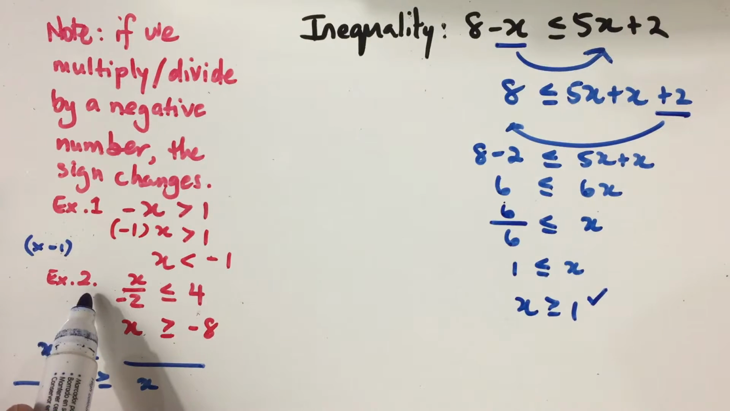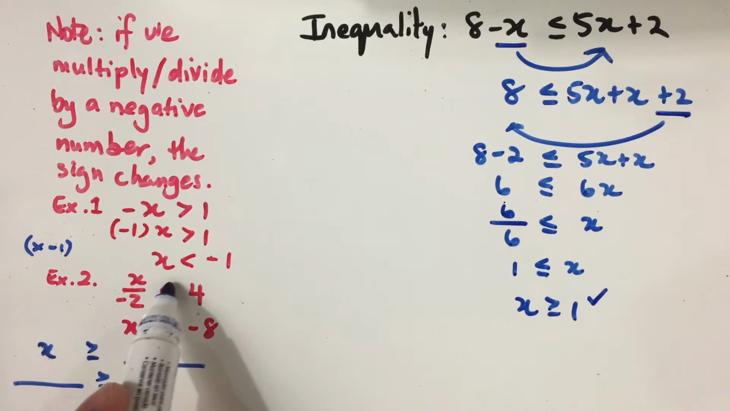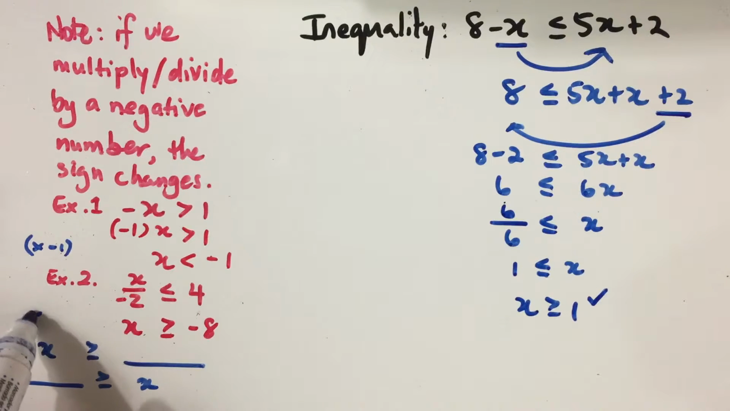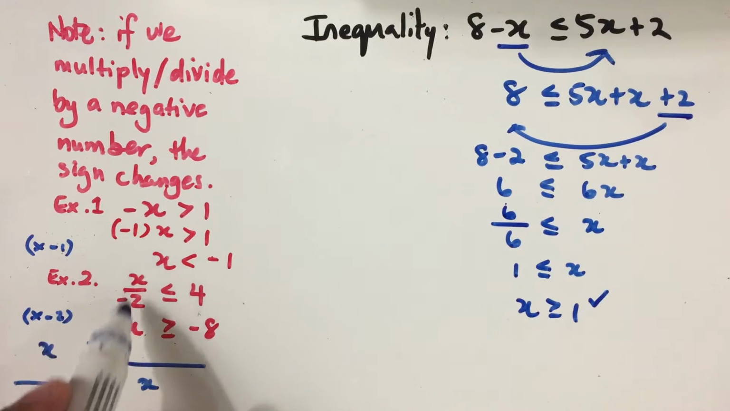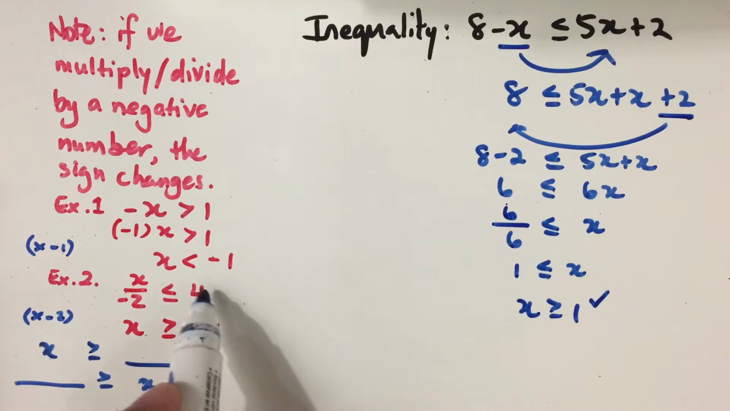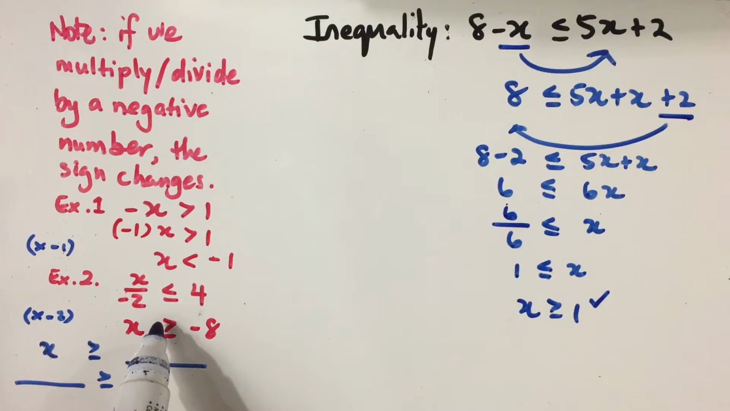Let's look at another example. Example 2. We have x divided by negative 2 is less than or equal to 4. Now if we multiply both sides by negative 2, the negative 2s would cancel on the left-hand side of the inequality, and we have to multiply by negative 2 on the right-hand side, and we get negative 8. And look how the inequality sign changes when we multiply or divide by a negative number.